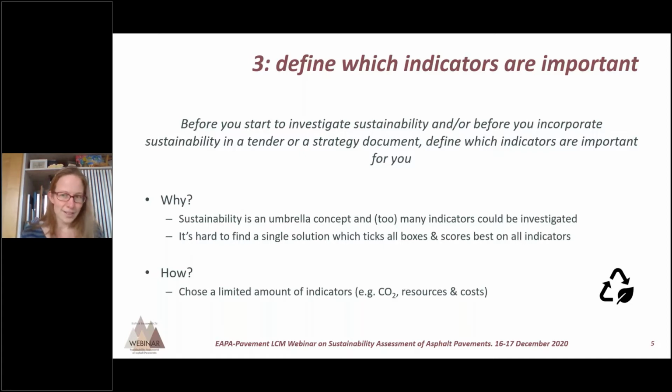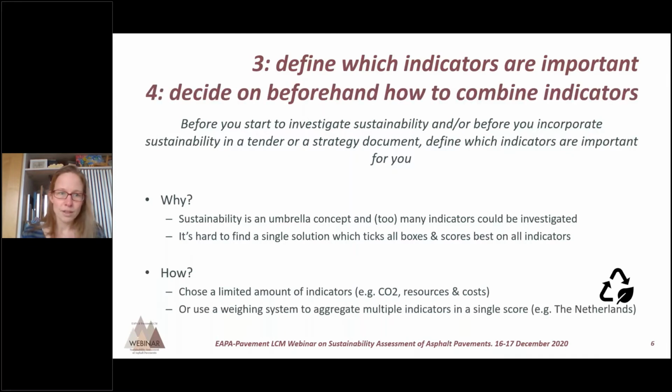And of course, I already mentioned it, if you have multiple indicators, you will automatically get the question, how will you combine those? Because you can very easily say, I find those three indicators equally important. So you can do a distance to target measurement. If my target is a certain amount of CO2, a certain amount of resources, and a certain cost level, you can just put three pillars next to each other and you can see how well they all perform. But what you're then implicitly saying is that you find all those indicators equally important. Those goals are equally important for you.